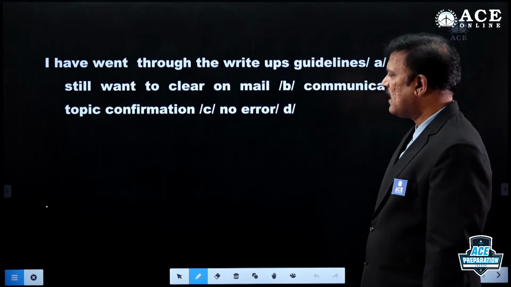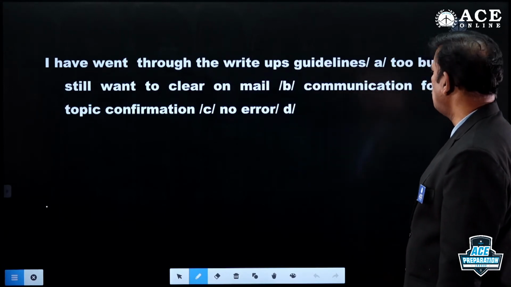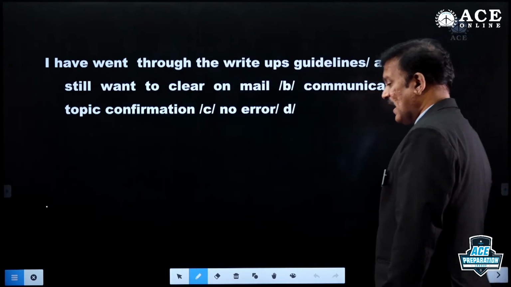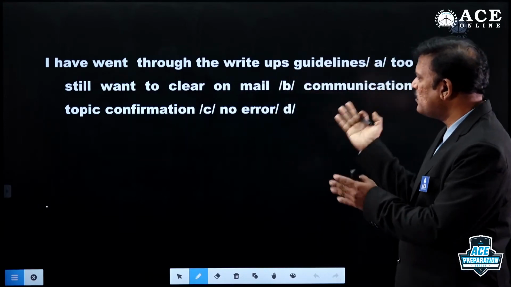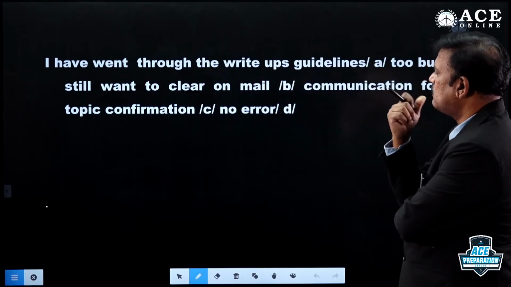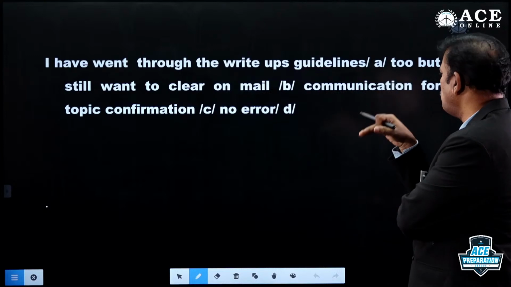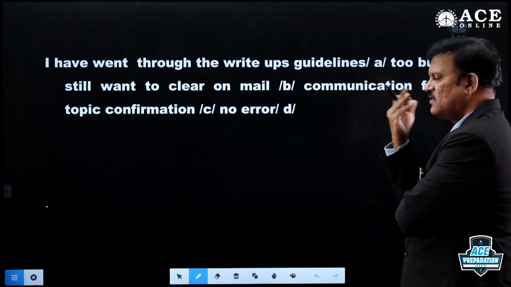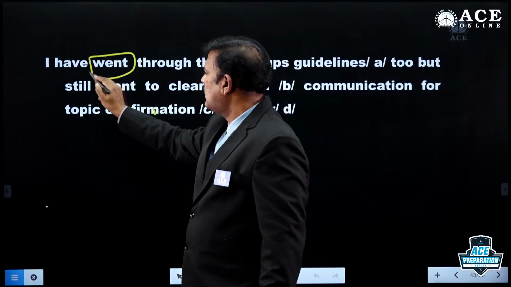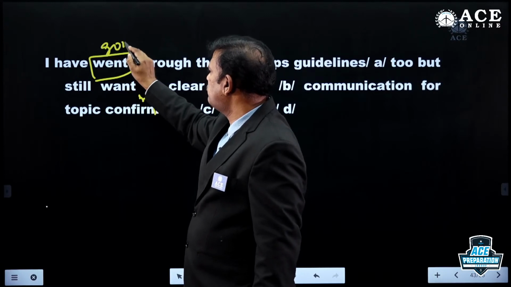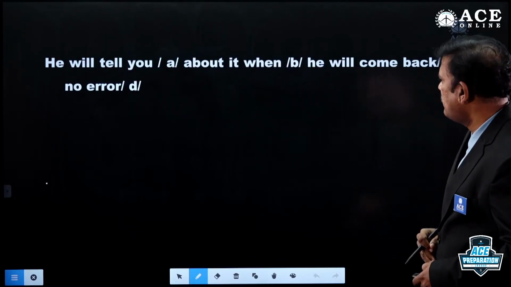Just now I gave you this one. I have went through the write-ups guidelines too, but still want to clear on mail communication for topic confirmation. Examiners are very cunning, I'm telling you. These guys slowly divert your attention to this. The moment you read a sentence, oh my God, it's very complicated. But if you pay attention, have plus V3 form. Don't worry about other stuff. Focus only on the grammatical stuff. Okay?